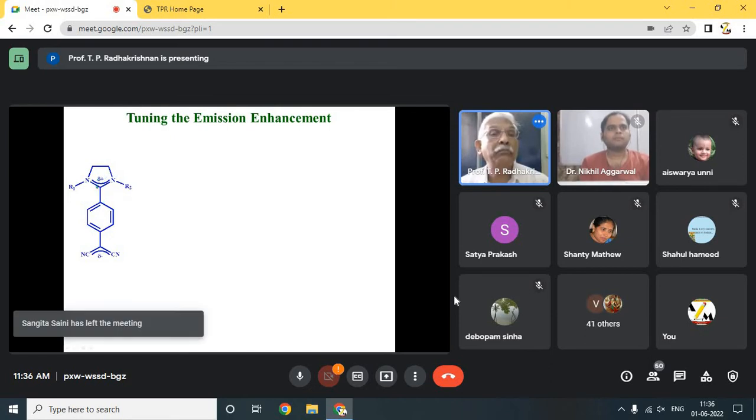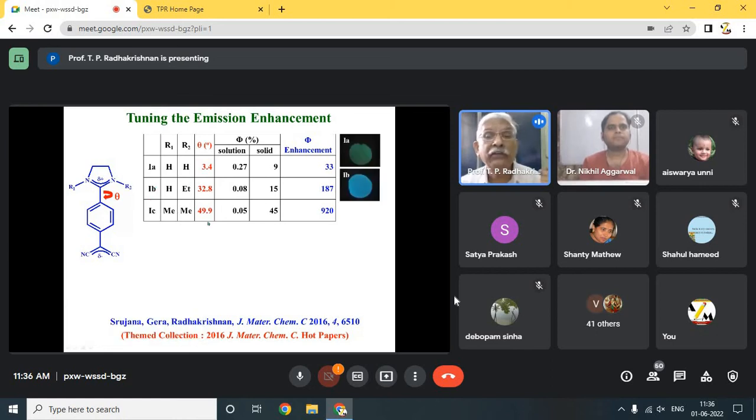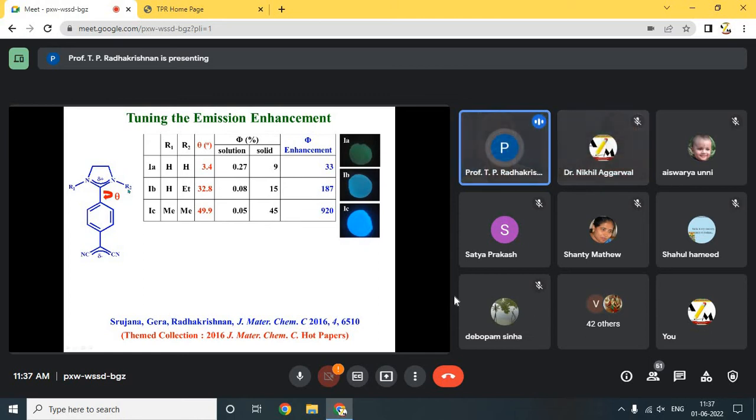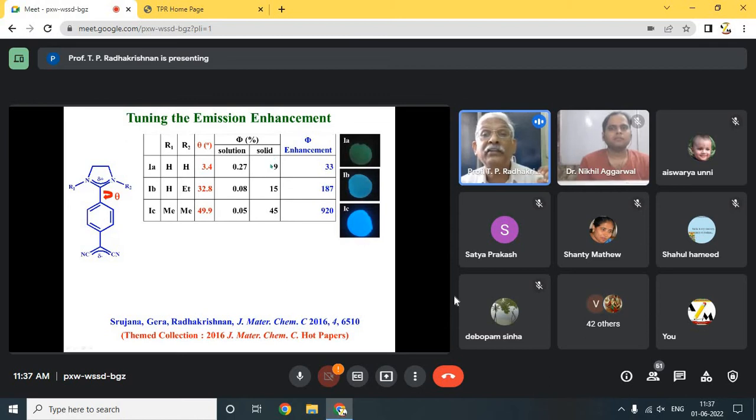We designed a new molecule, a very simple molecule, which again has the same core structure. But what was interesting is that by doing a very simple tuning of these alkyl groups, R1 and R2, this is where materials chemistry becomes very interesting. You are just doing the classical organic chemistry. There is steric hindrance between them, and it has a very weak solid state enhancement. Solution fluorescence quantum yield, solid state enhancement is only about 30 times.